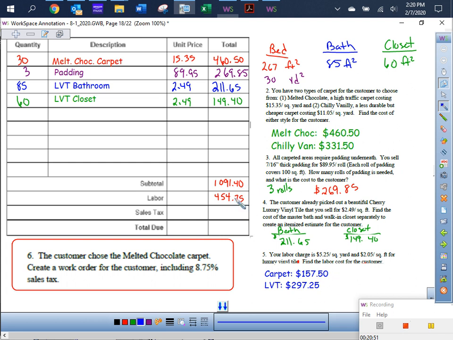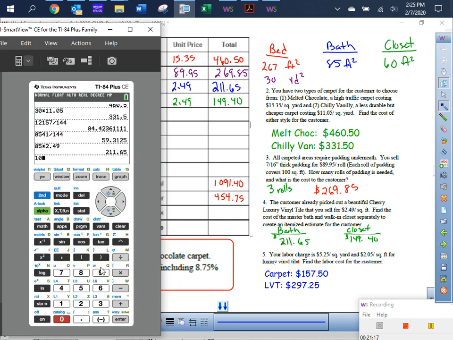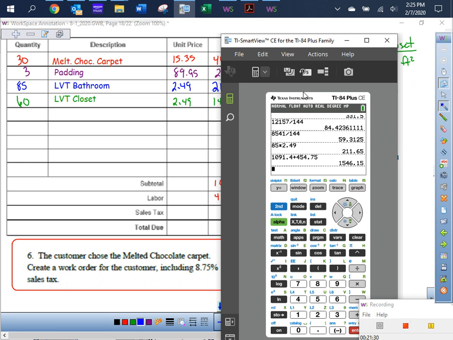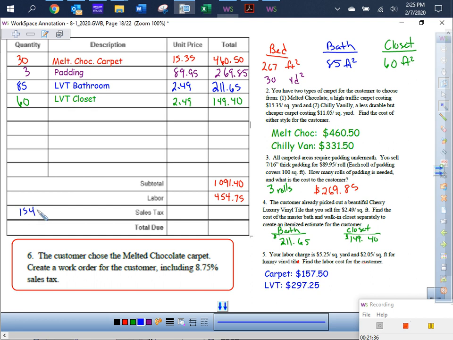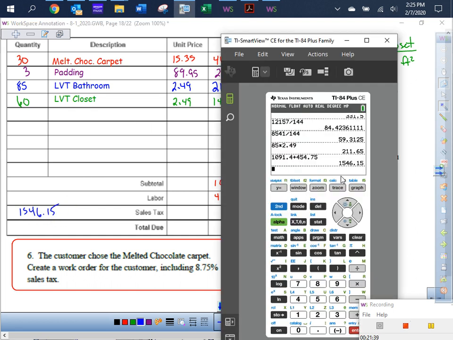Cool. So then sales tax. Sales tax is a tricky thing. You can talk to some accountants, and some businesses only charge you tax on the subtotal. Some make you pay tax on both. I don't know why. I'm not an accountant nor a businessman, but what I'm going to do is add those two numbers together, the 1091.40 plus the 454.75. I think we should pay tax on everything, right? So I write the grand total before we get taxed of 1546.15 right here. That's what it was, right?